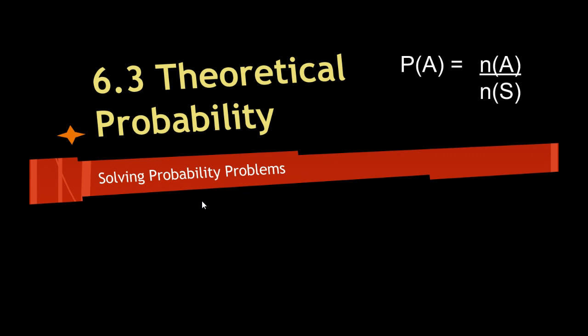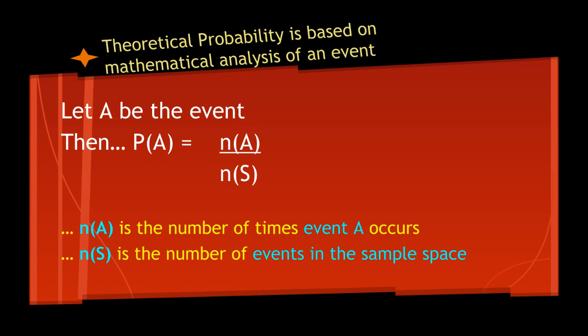So you'll recognize the formula for theoretical probability. The probability of event A happening equals n of A divided by n of S. So let's take a closer look at what those are. n of A is the number of times that an event will occur, and n(S) is the number of total events in a sample space. So n of A is a subset, n of S is the whole kit and caboodle.